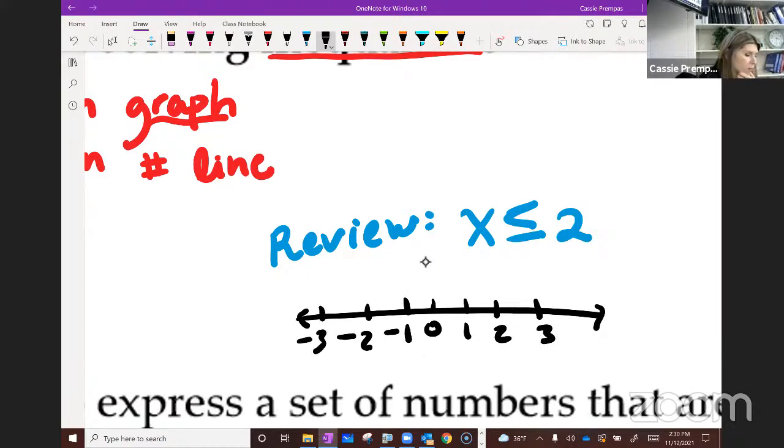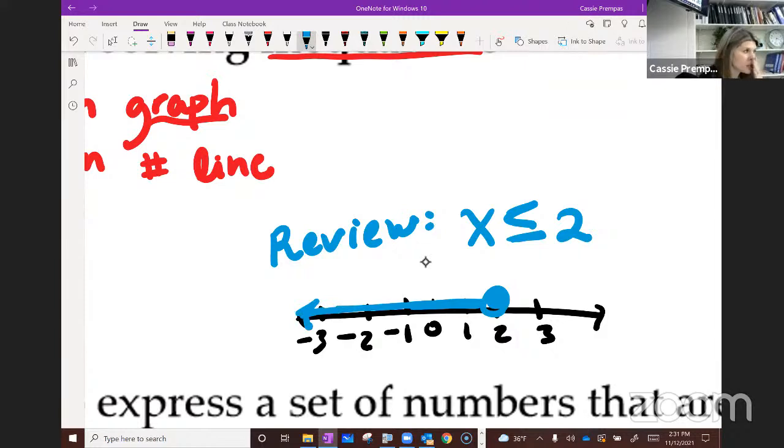And no matter what number you start with, the lesser numbers go to the left, the larger numbers go to the right. So if I was graphing x is less than or equal to 2, based off of what we reviewed, would this be a closed circle or an open circle? Closed because of the equal bar. And then would we shade the numbers going to the left or to the right? To the left, because this is a less than symbol, so it means the numbers have to be smaller than 2.